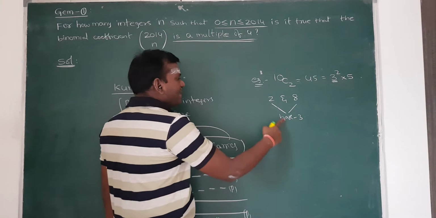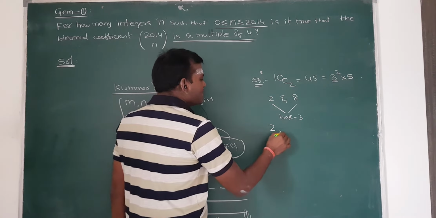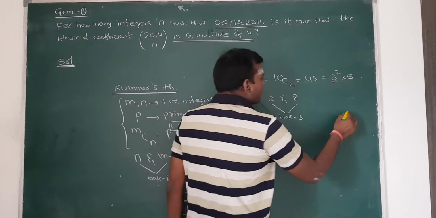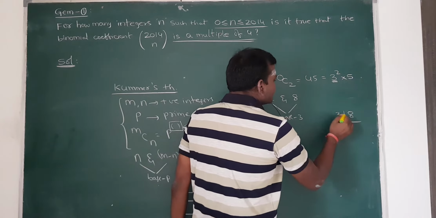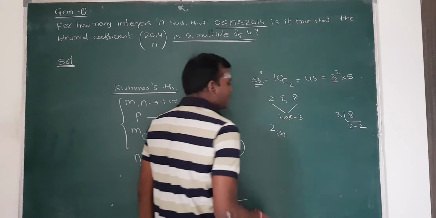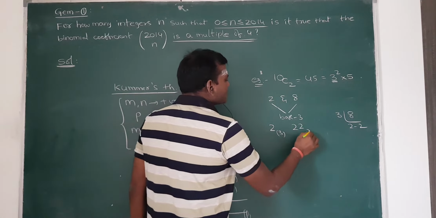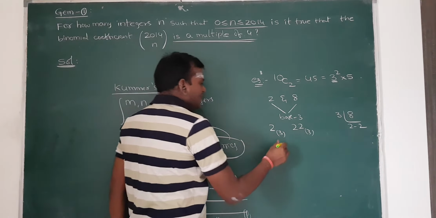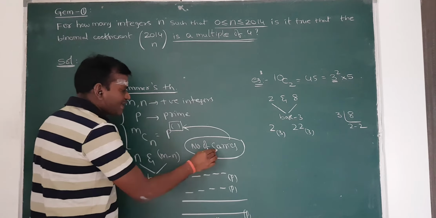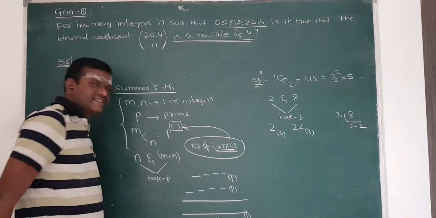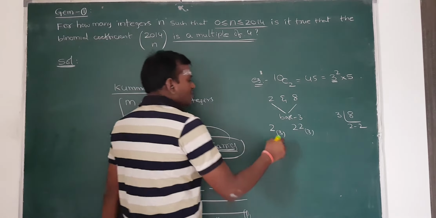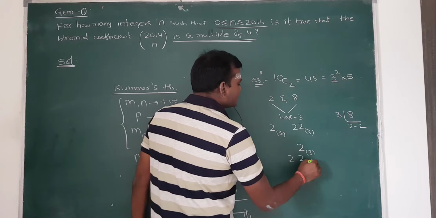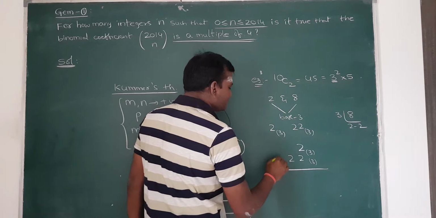What is the 2 in base 3 format? 2 itself only in the base 3 format. What is the 8 in base 3 format? If 8 is converted in base 3 format, I am getting 22. In the addition process, only the number of carries we have to count. So 2 in base 3 format and 22 in base 3 format I want to add.